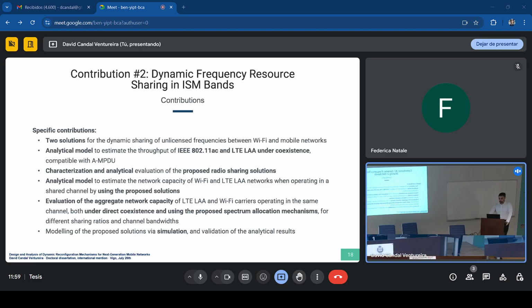We then evaluated with these models the performance of the two networks when using the sharing mechanism and compared them with direct coexistence. And finally, we developed a simulator with which we validate the accuracy of our model and the feasibility of the solutions.